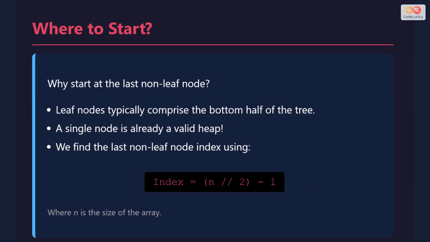You might wonder, why start at the last non-leaf node? Well, leaf nodes don't have children, so they automatically satisfy the heap property by themselves. We save time by skipping them. We calculate the starting index using the formula, the size of the array n divided by 2 minus 1.